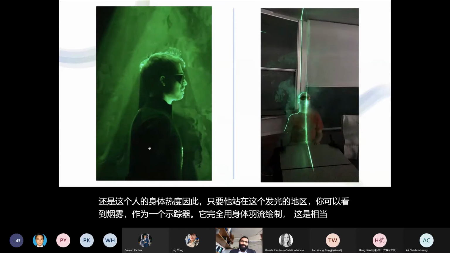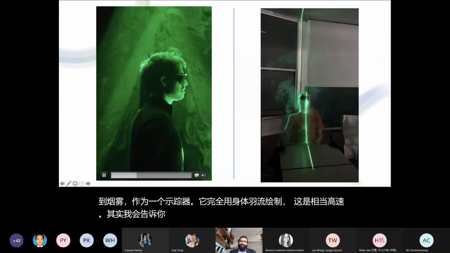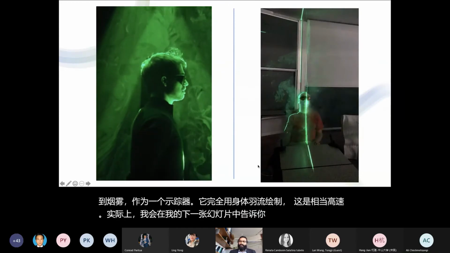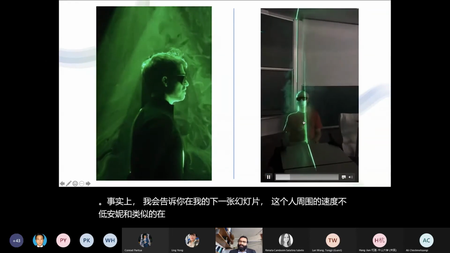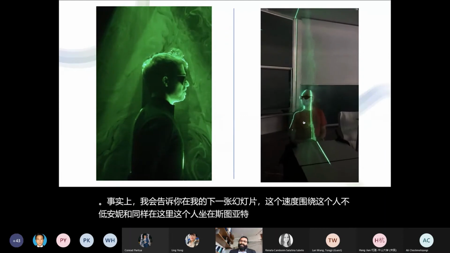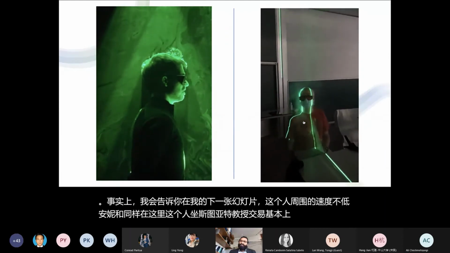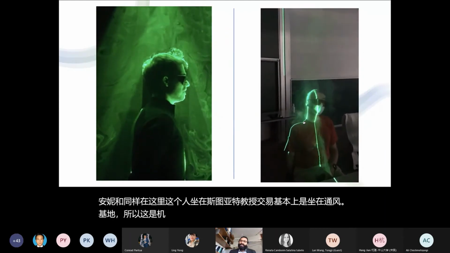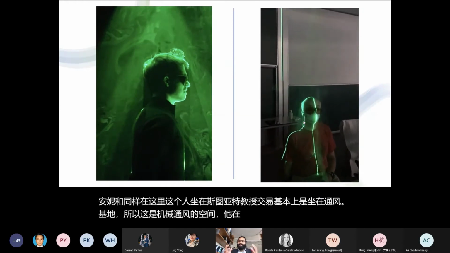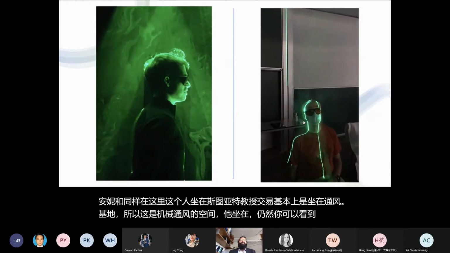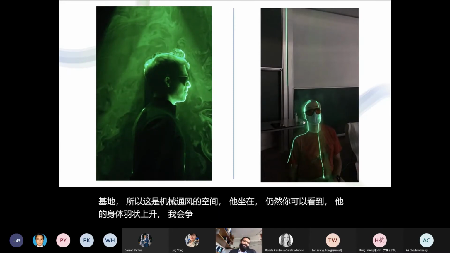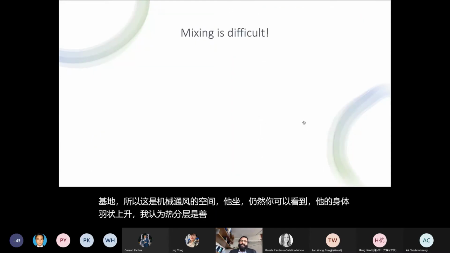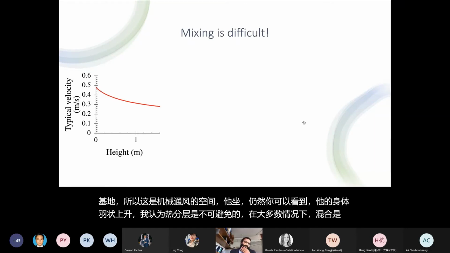I will show you in my next slide that the velocity around this person is not low, and similarly here this person, Professor Stuart Dalziel, is sitting in a ventilated space. So this is a mechanically ventilated space where he is sitting, and still you can see that his body plume rises up. And I would argue that thermal stratification is inevitable in most scenarios, and mixing is very difficult. So let me show you with this slide.